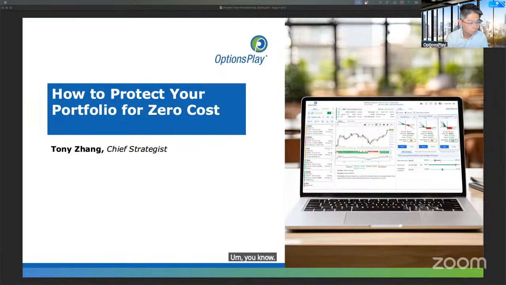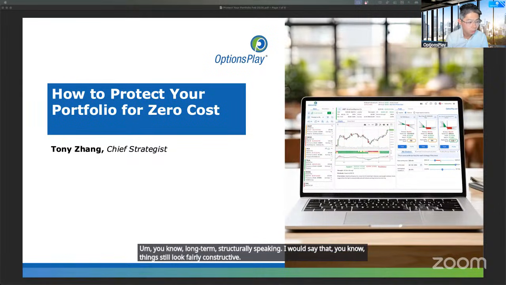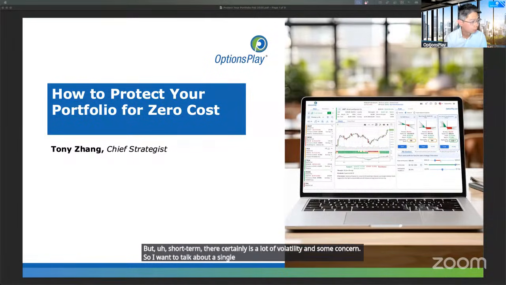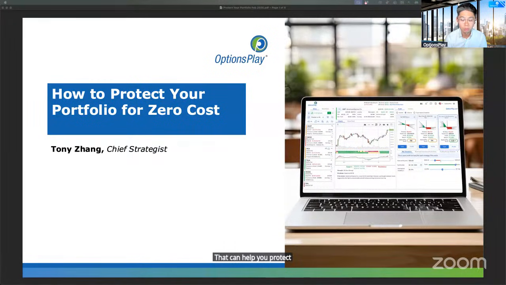Long term, structurally speaking, I would say that things still look fairly constructive. If you look at the earnings that we're seeing across the board, but short term, there certainly is a lot of volatility and some concern. So I want to talk about a single strategy that can help you protect your portfolio for zero cost in this market condition that we're in.